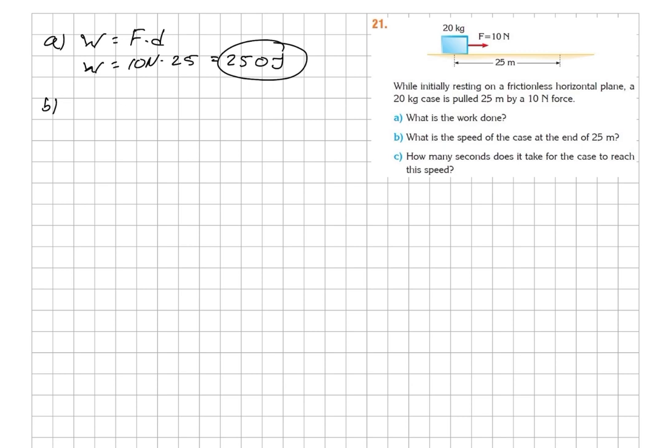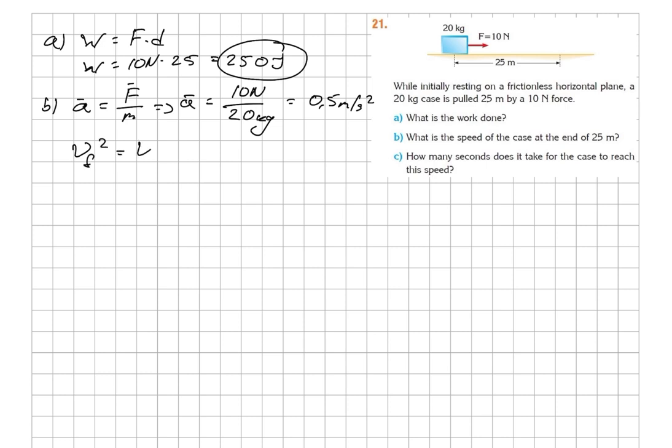First we have to determine the acceleration. Acceleration is equal to force over mass, so acceleration will be equal to 10 newtons over 20 kilograms. It will be equal to 0.5 meters per second squared. Now we have the acceleration, we have the distance traveled. We can use this equation.